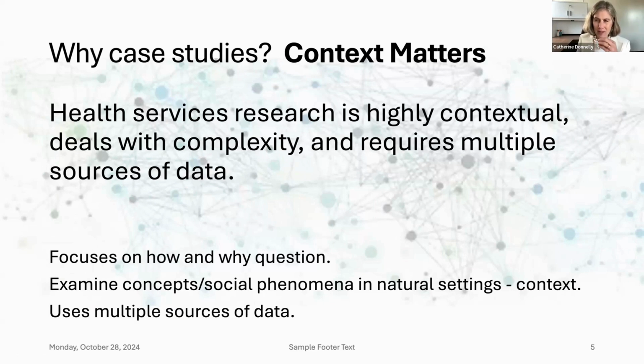Oftentimes it's more of a realist type approach. And there's another article I just found that's lovely, and I'll share it with everyone. It's really the how and the why questions, the context. It looks at what's actually happening in the real world. And especially as programs get implemented, as systems change, half of what we're wanting to understand is how do these systems change and in what way do they change? So case studies are a logical lens, and they also use lots of different data sources. So, again, looking at complexity through multiple data sources is great too.